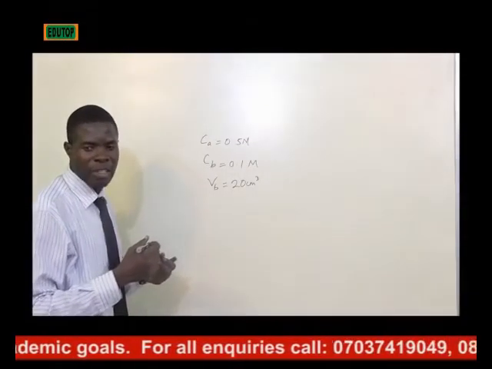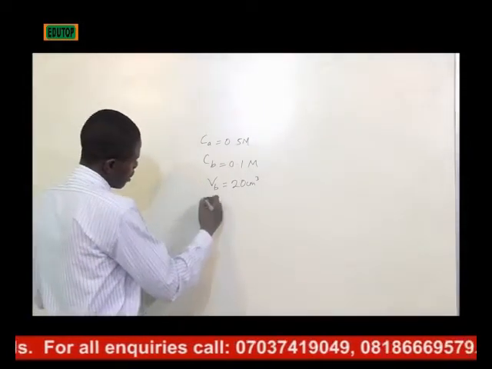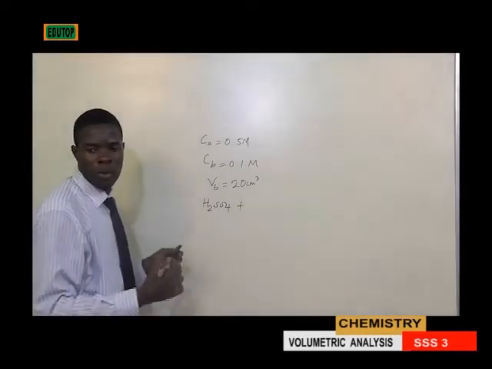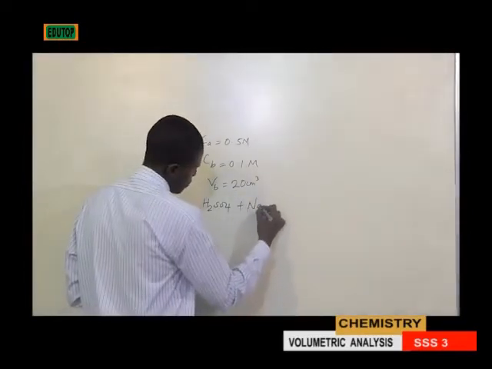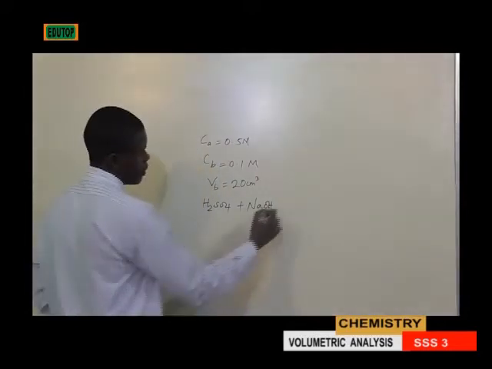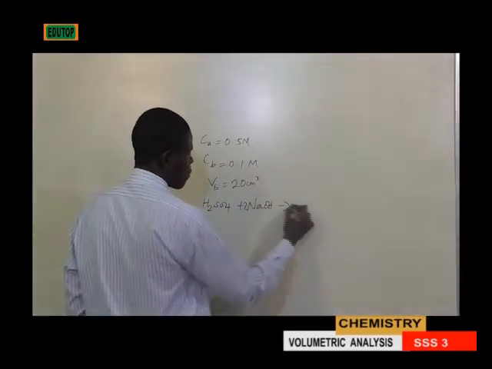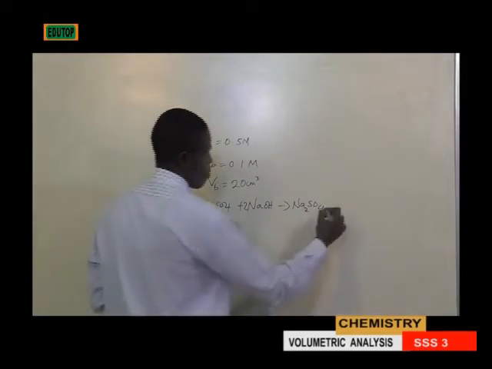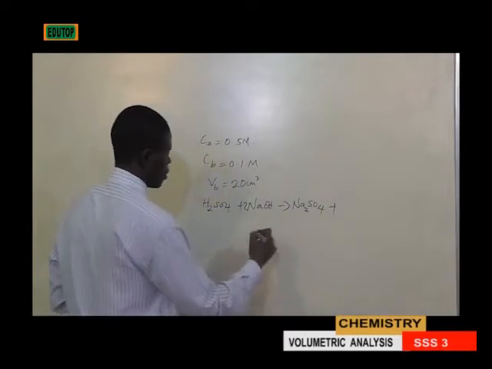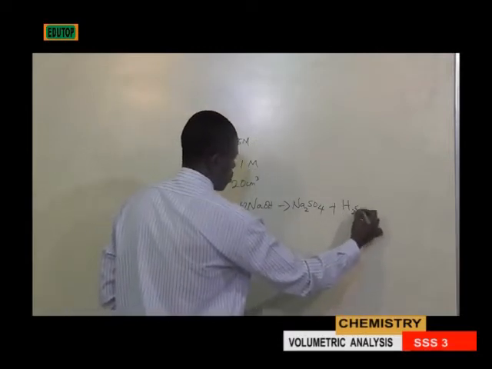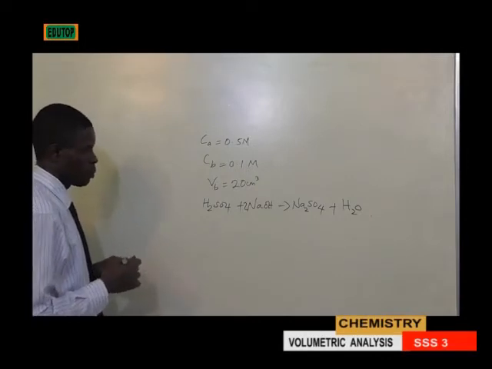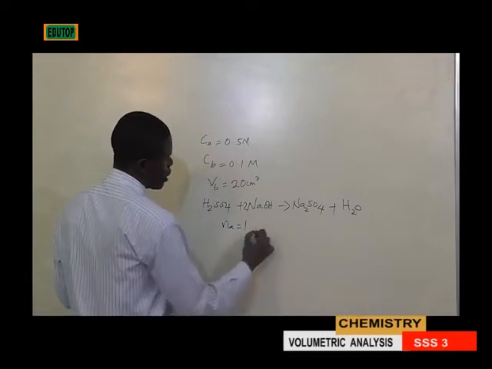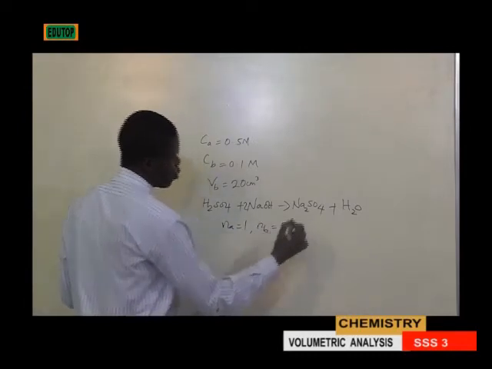The acid-base titration is H2SO4 plus sodium hydroxide. This is acid-base. And there you are going to have Na2SO4 plus H2O. So the number of mole of acid is 1. The number of mole of the base is 2.